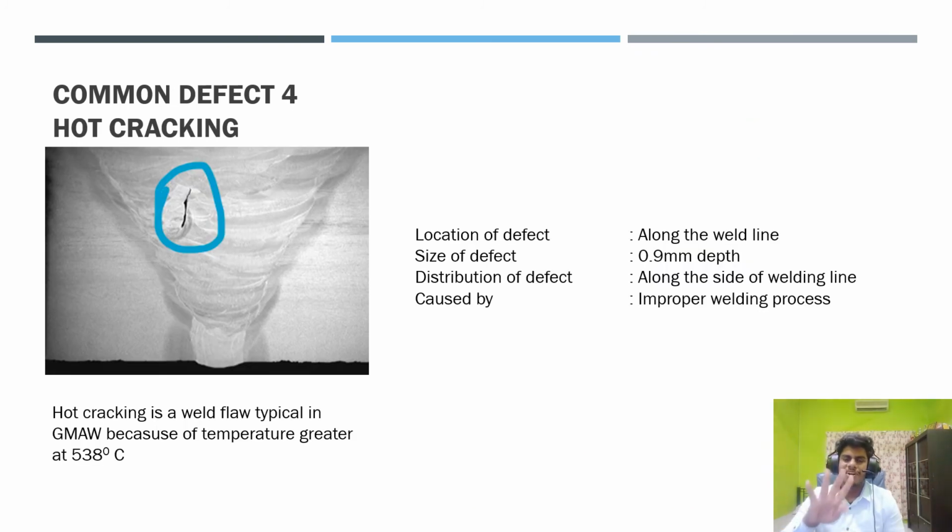Common defect number 4, hot cracking. So hot cracking is basically a cracking flaw in the weld, which is typical in gas metal arc welding because of temperatures greater than 538 Celsius. The location of the defect is along the welding line, and the size of the defect in this case is 0.9 mm deep. Distribution of the defect is along the welding line and caused by improper welding.